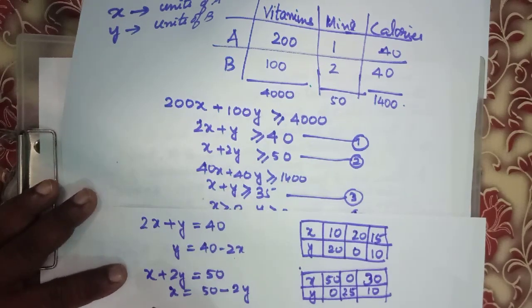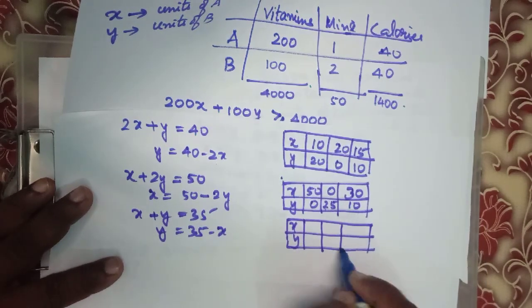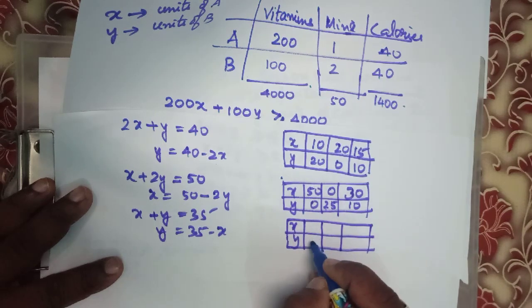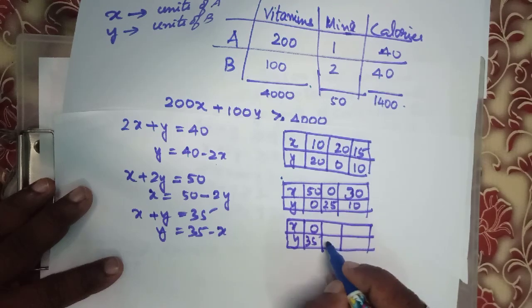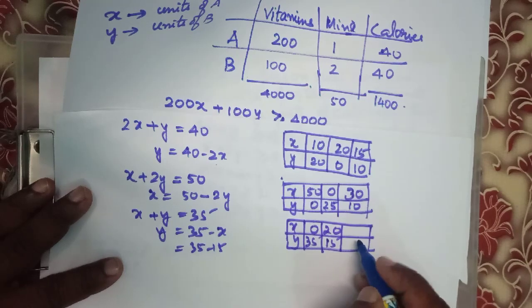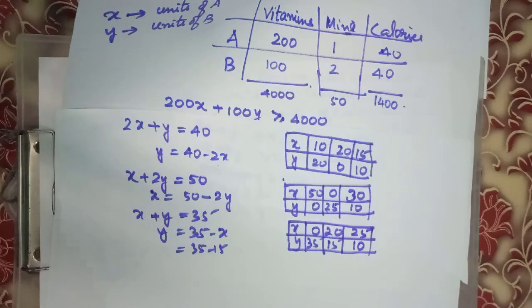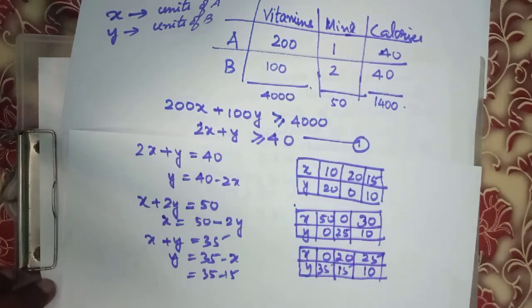Finally, x plus y equal to 35, or y equal to 35 minus x. If x is 0, y is 35. If x is 15, then 35 minus 15 is 20. If we take x equal to 10, then 35 minus 10 is 25. So we have got all three sets of values for plotting the graph.